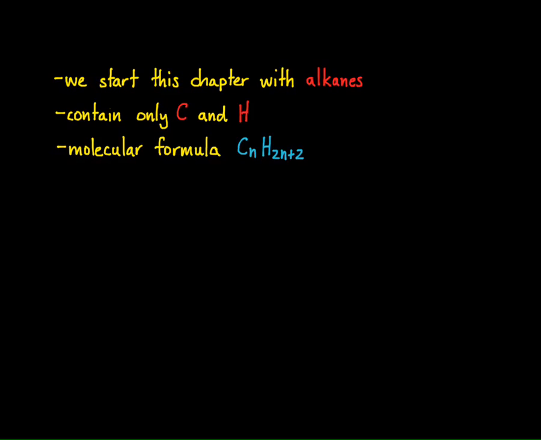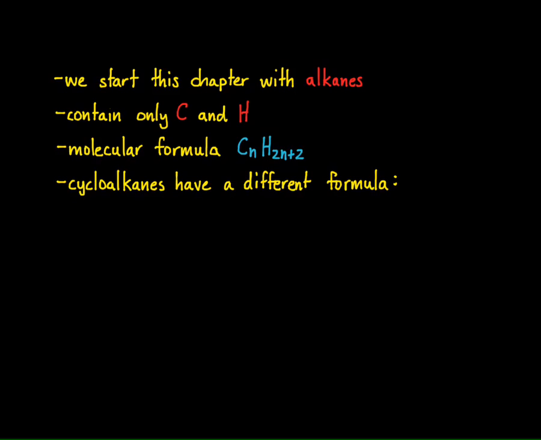So if there are two carbons, then the formula is C2H6, right? 2n plus 2, so 2 times 2 is 4 plus 2 is 6. So C2H6, and you can readily determine the molecular formula of any alkane. Now be careful because there's also cycloalkanes, and cycloalkanes have different formulas.